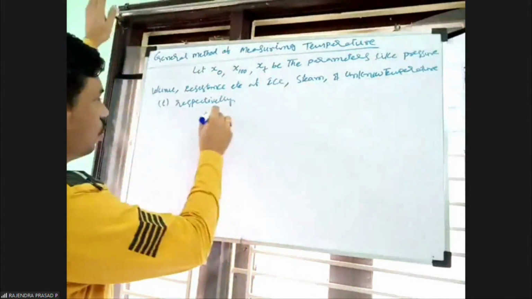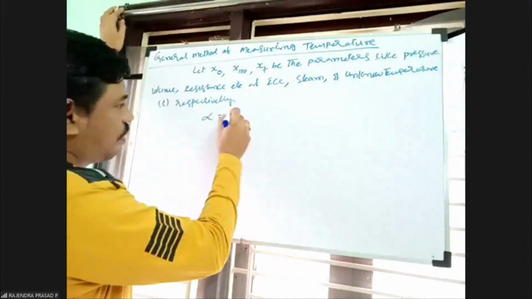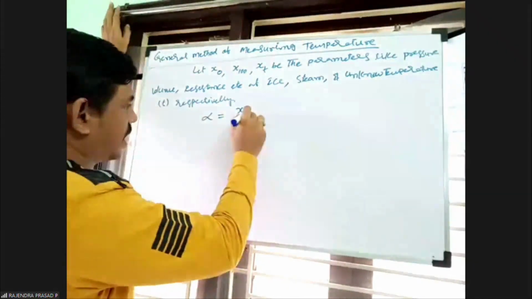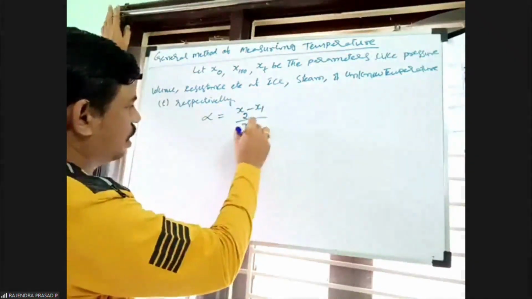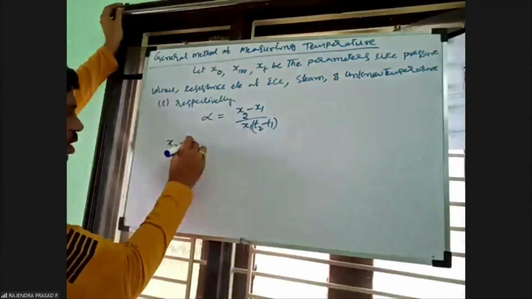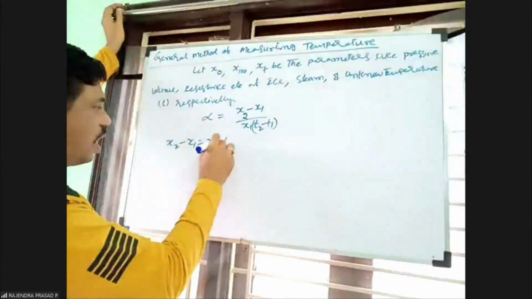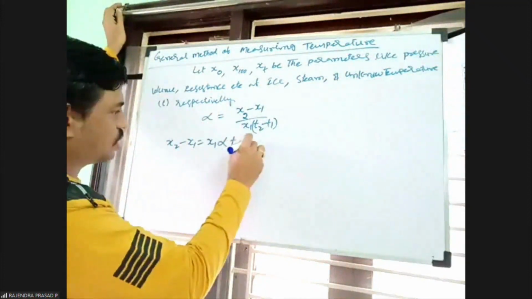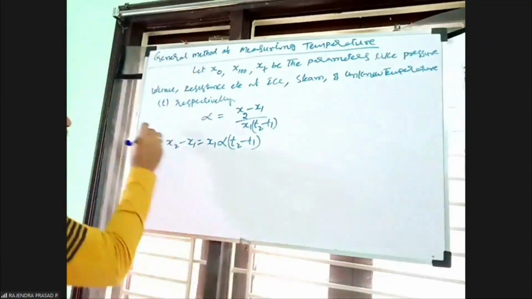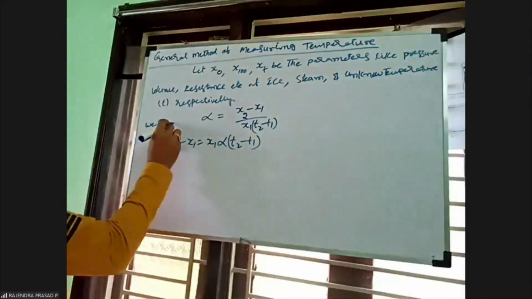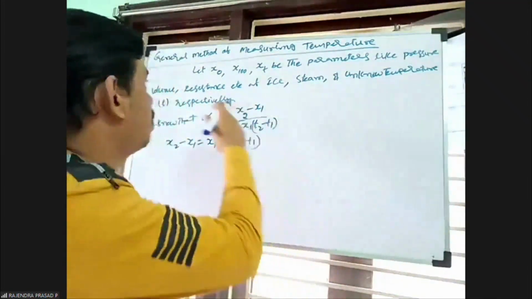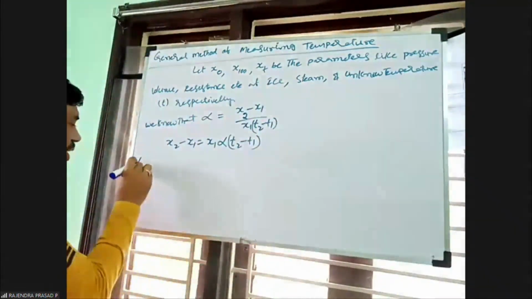Alpha is equal to Xt, X2 minus X1 by X1 into T2 minus T1. So Xt minus X1 is equal to X1 alpha into T2 minus T1. This is the formula. Okay. So we know that alpha equals X2 minus X1, where X is the parameter.